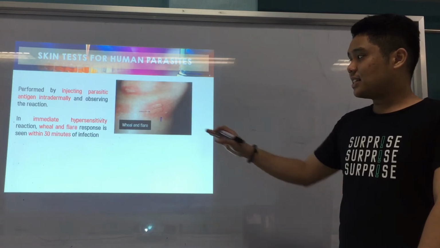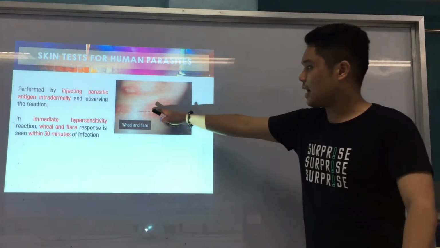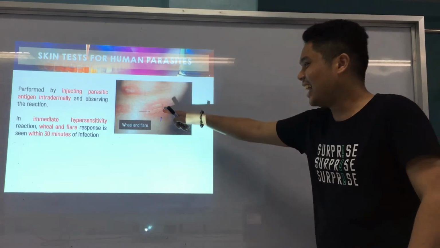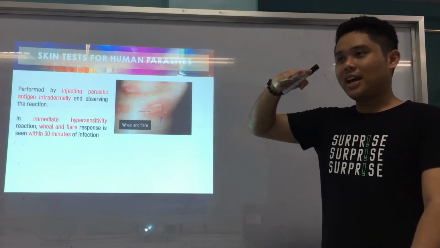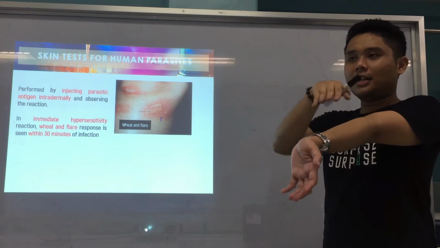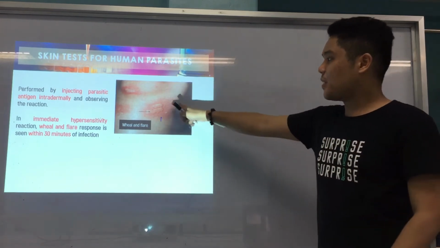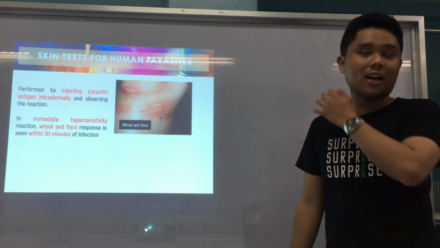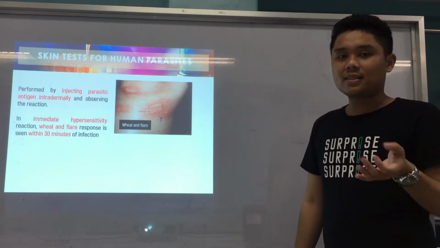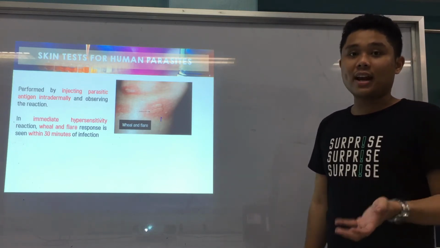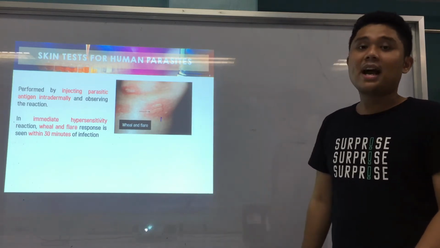This is an example of a wheal and flare. Wheal means there is an elevation, like a bump. And then the flare is the color red. So that's the wheal and flare reaction, and this indicates a positive result for a skin test, or an allergic reaction.